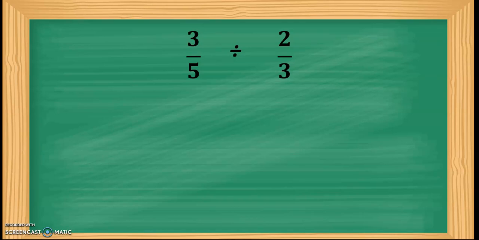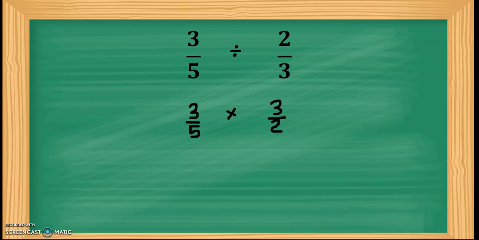Let's put our 3 over 5, so we're keeping our 3 over 5, and we're going to change the division sign to a multiplication sign, and then we're going to find the reciprocal, so it will have 3 over 2 instead of 2 over 3, and then we're going to multiply. So we're going to multiply the numerators and the denominators.